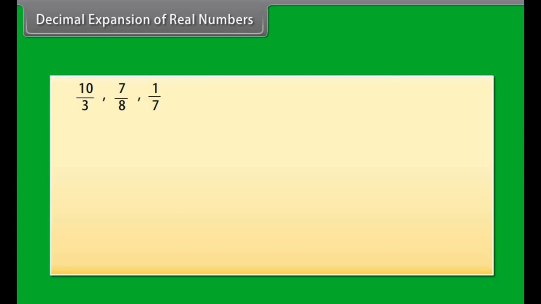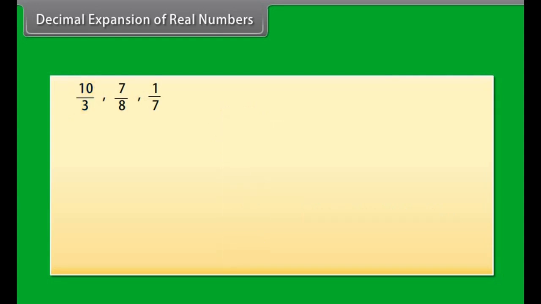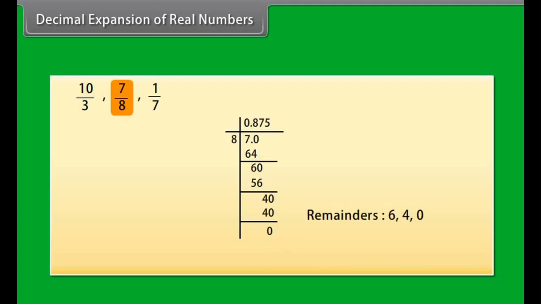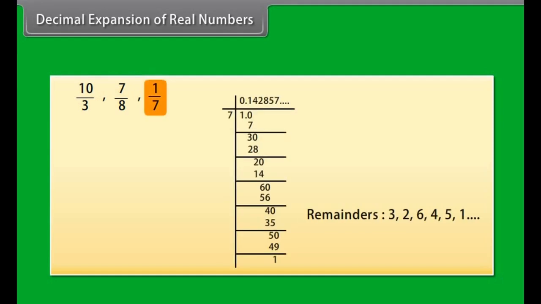Here we can see that on decimal expansion of 10 by 3, we get remainders 1, 1, 1, 1, 1. Similarly, the decimal expansion of 7 by 8 gives remainders 6, 4, 0. And the remainders of 1 by 7 are 3, 2, 6, 4, 5, 1. Decimal expansion of real numbers too.